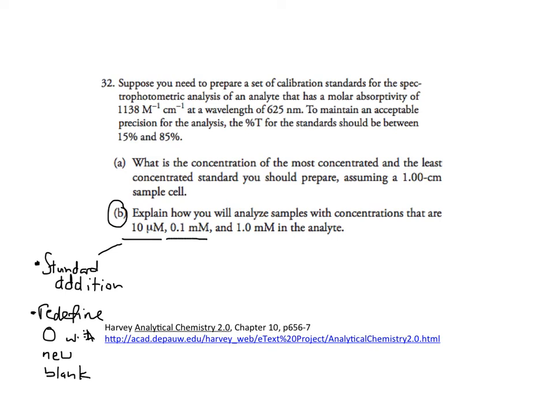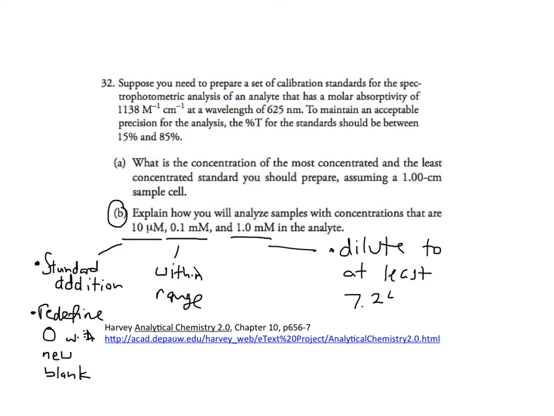For the 0.1 millimolar, that's already within the range, so it's fine. We can analyze it as is. And for the 1 millimolar, it's a bit too concentrated, so we just need to dilute that sample to at least the maximum allowed concentration, which was 7.24 times 10 to the minus 4th molar. So using these three techniques, we should be able to analyze the three samples of the concentrations given.